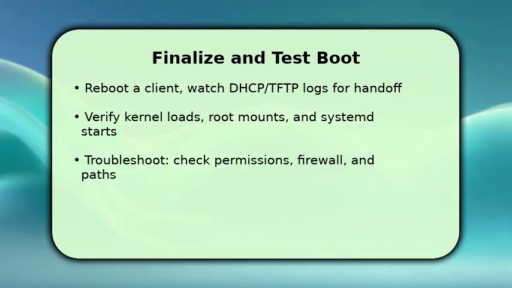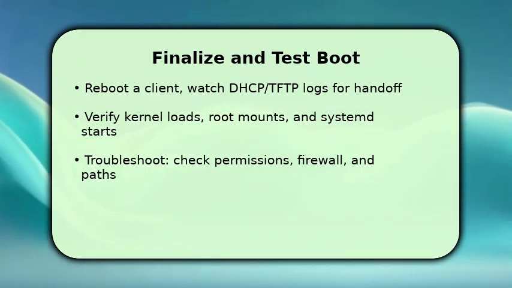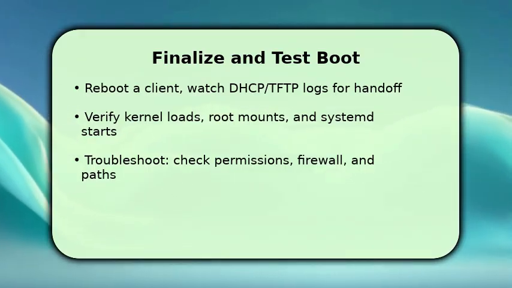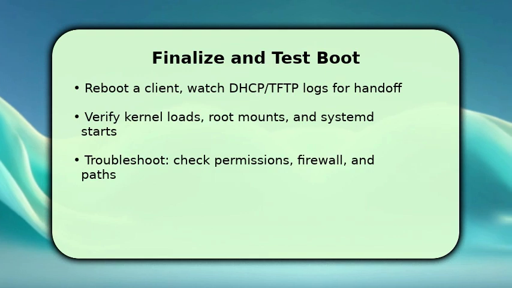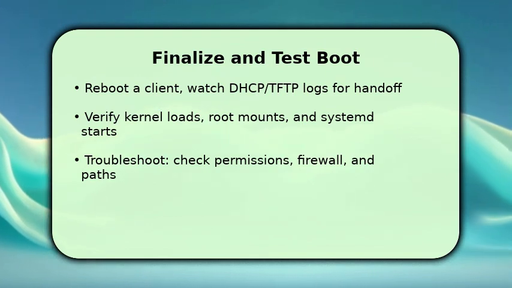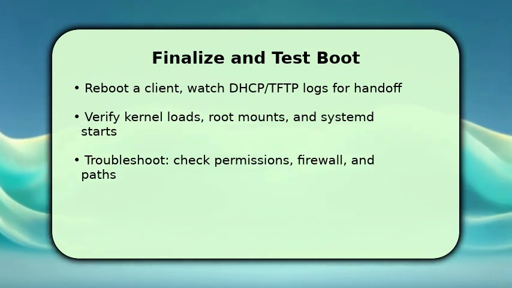Once the systemd or init process starts, validate network mounts and final services. If things go wrong, check permissions and firewall rules first. Those are the most common blockers and often resolve a failed network boot quickly.